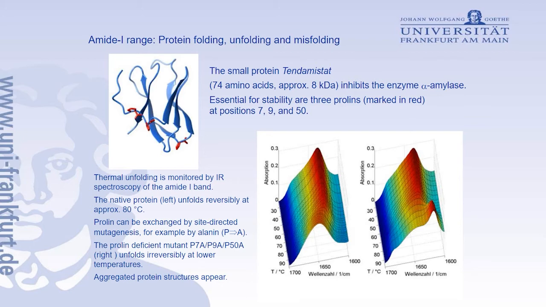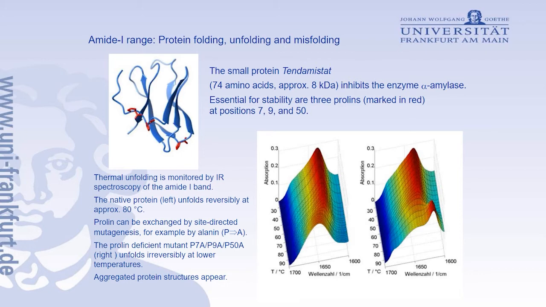It's a small protein. It's called tendamistat, about 74 amino acids, 8 kilodalton molecular weight. And this protein normally inhibits the enzyme alpha amylase. It has 3 prolines. They are marked in red here at position 7, 9, and 50. If you do infrared spectroscopy in that special range, 1700 to 1600 wave numbers, from this protein, and if you start at moderate temperatures of like 20 centigrade, you see the clear pattern of a beta sheet structure here according to the X-ray structure of the protein, with a part at the higher frequency, a part at lower frequency marked in red here.